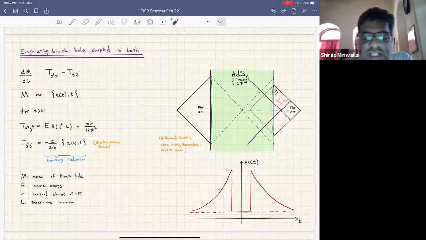Okay, sorry. Just to understand your setup. The field theory outside, you're starting with the black hole at some initial temperature, and the field theory outside is at the same initial temperature. Is this right?